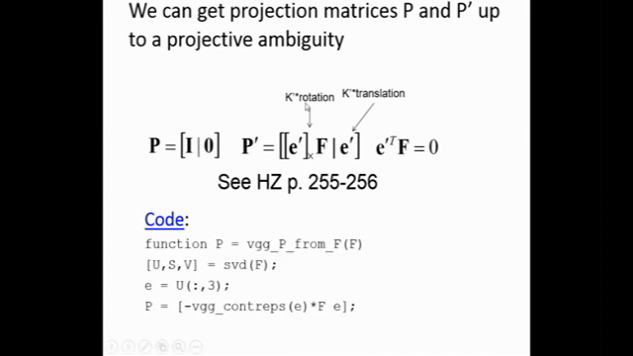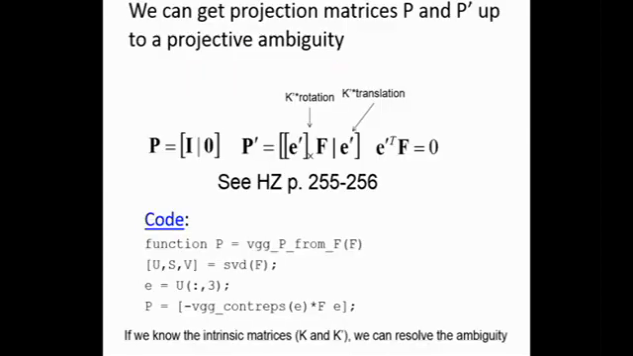But we can solve for this projection P, using this simple code from VGG, which is the Visual Geometry Group. I think it's taking the skew symmetric matrix of e times F, and then e, where e is the right null vector of F. And then if we know the intrinsic matrices, then we can resolve the ambiguity.